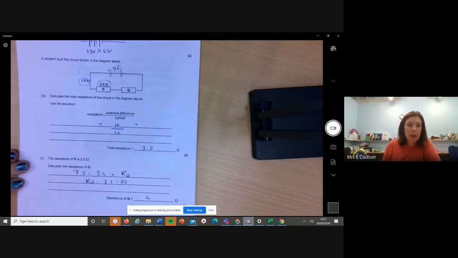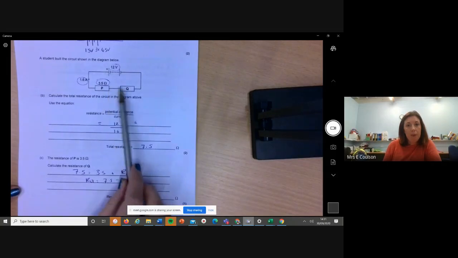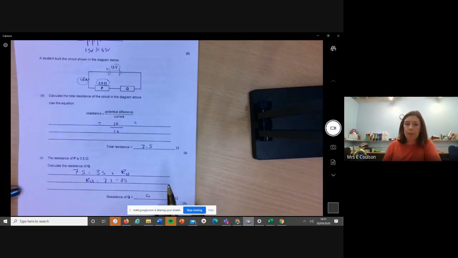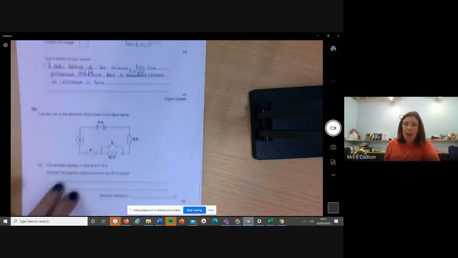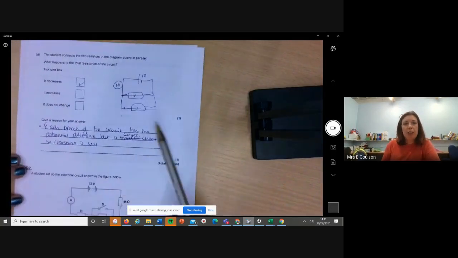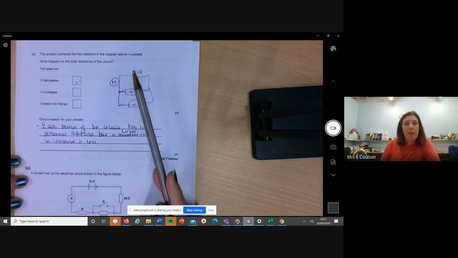So the next part of the question says the resistance of P is 3.5 ohms. Calculate the resistance of Q. So the total resistance is 7.5, and that will be made up of the 3.5 ohms and then this value here, RQ. So if we want to work out what RQ is, you do 7.5, take away 3.5, which is 4. Okay.